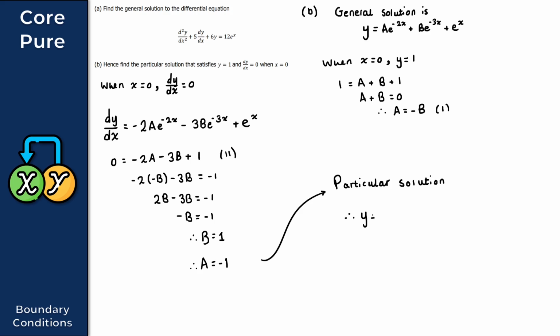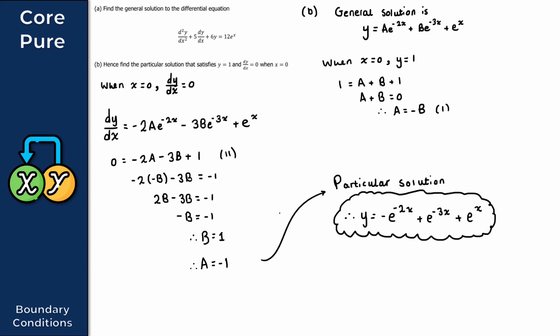We get y equals, so a is minus 1, we get minus e to the minus 2x. We then have b e to the minus 3x, so b is equal to 1. I get plus e to the minus 3x here. And then finally we have e to the x here. Okay, so plus e to the x there. And there we have it. So this here then is our solution for part B. That's our particular solution there. And there we have it. So that gives us the solution to this one question here for this video. And that actually brings the end then of this video here on boundary conditions.